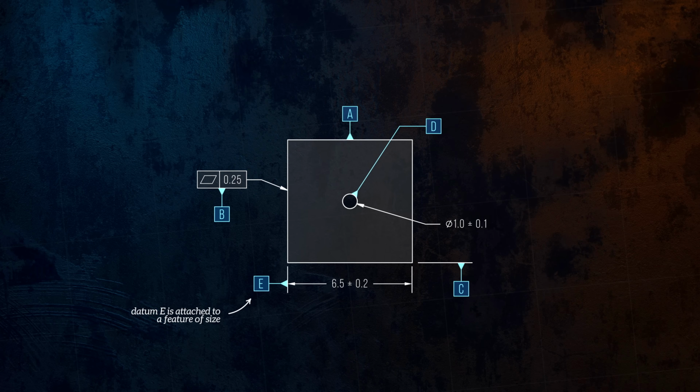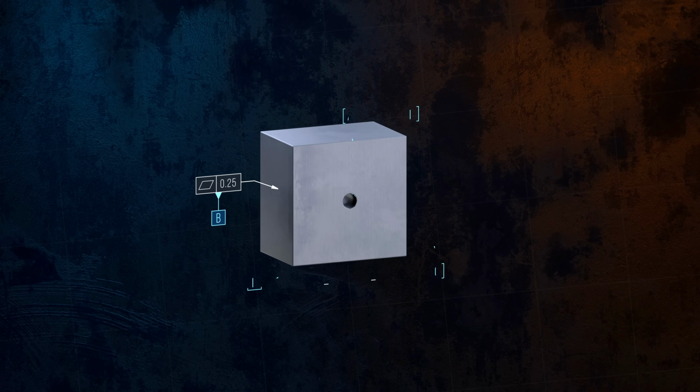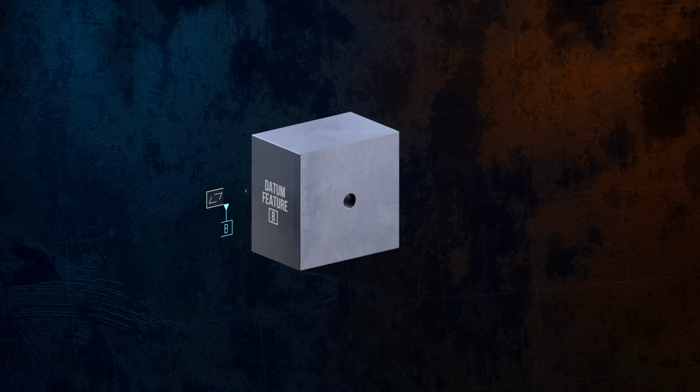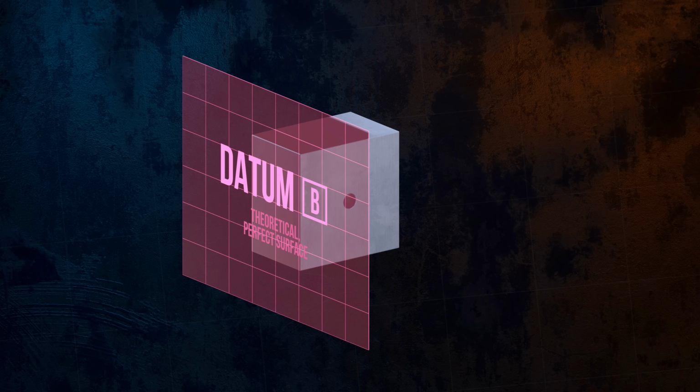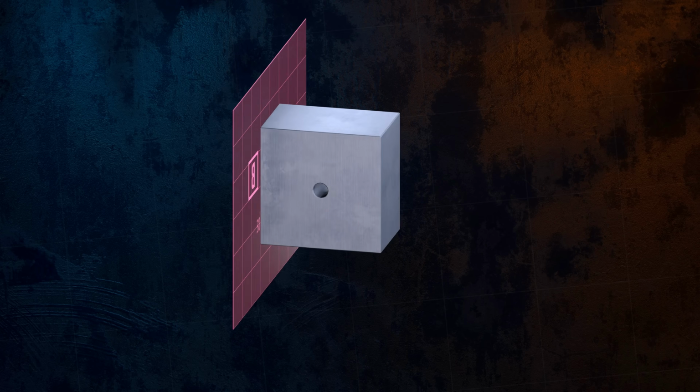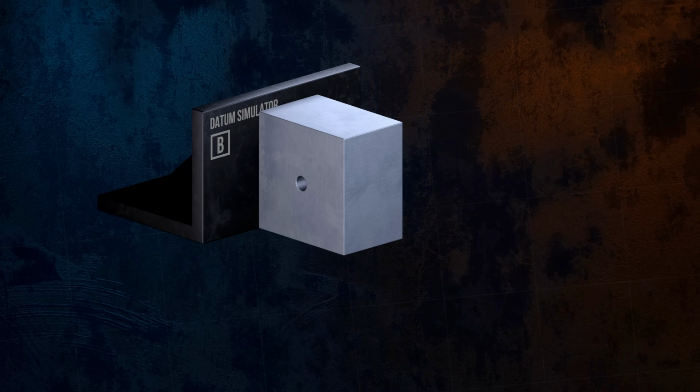Datums are used to locate features by defining how a part should be immobilized when inspecting a geometric tolerance. To be accurate with the terminology, we need to differentiate between a datum feature, which is the feature on the object that's restrained, a datum, which is the theoretical perfect surface corresponding to that feature, and a datum simulator, which is a real imperfect surface that will be used to immobilize the part to approximate the perfect datum.